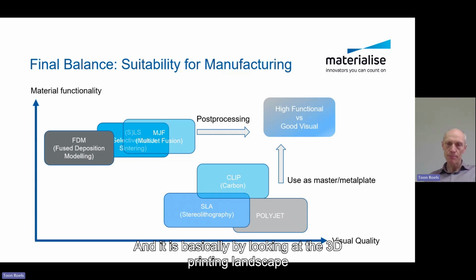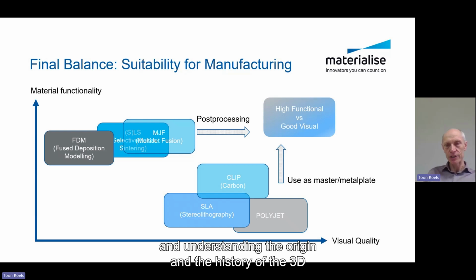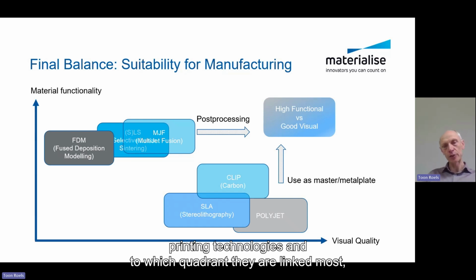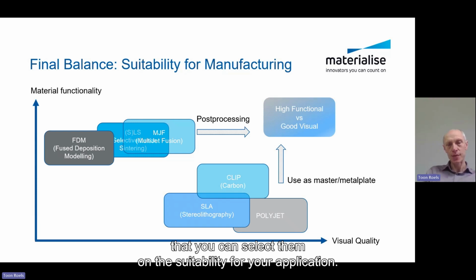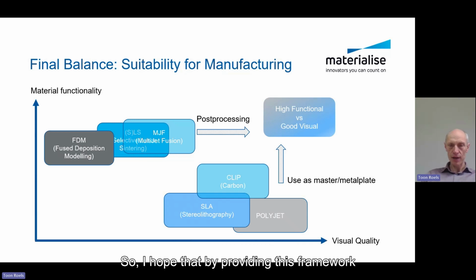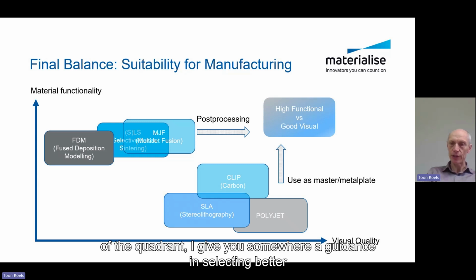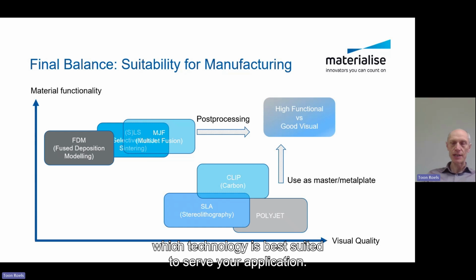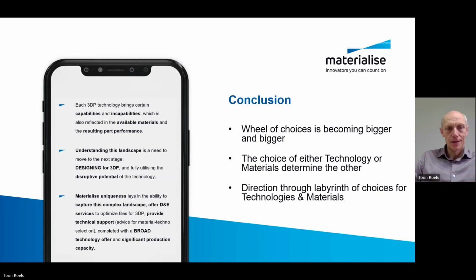And it is basically by looking at the 3D printing landscape and understanding the origin and the history of the 3D printing technologies and to which quadrant they are linked most, that you can select them on the suitability for your application. So I hope that by providing this framework of the quadrants, I give you some guidance in selecting better which technology is best suited to serve your application.